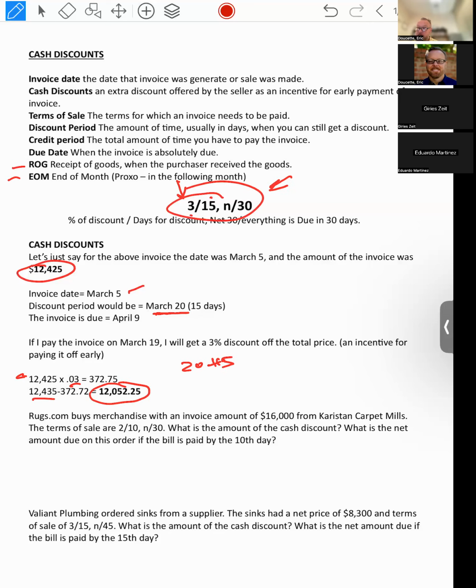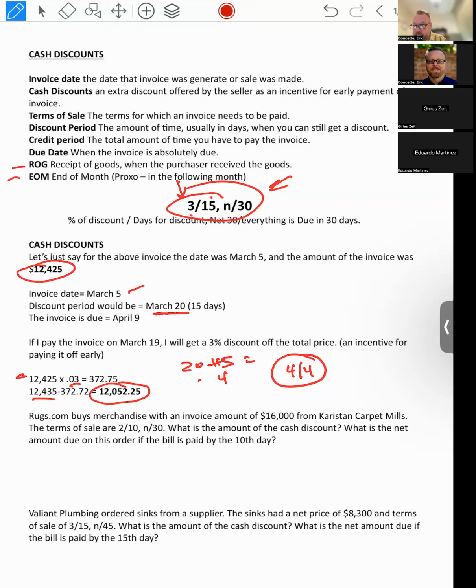How many days are in March? 31 days. So I have 31 days. So I can minus 31. Let's see. Sorry. I can minus 11. So that would leave 4 days. So if I have 4 days into April, so April 1st, 2nd, 3rd, 4th, April 4th. So it would be due on 4/4.